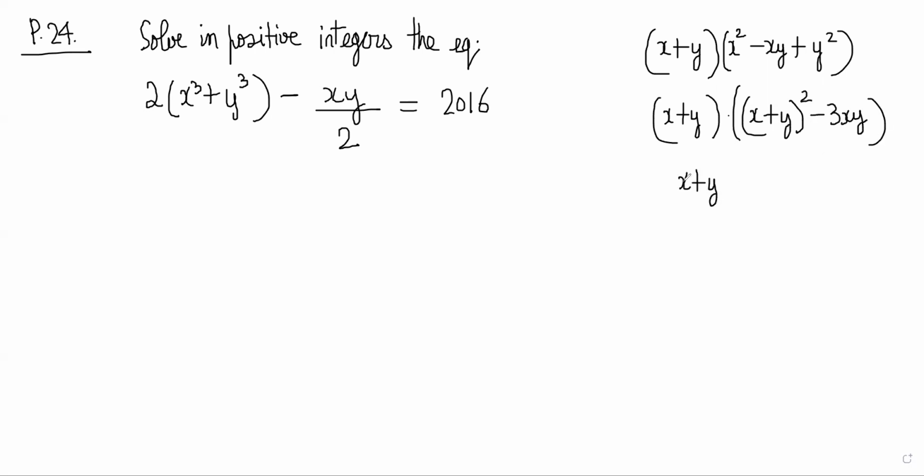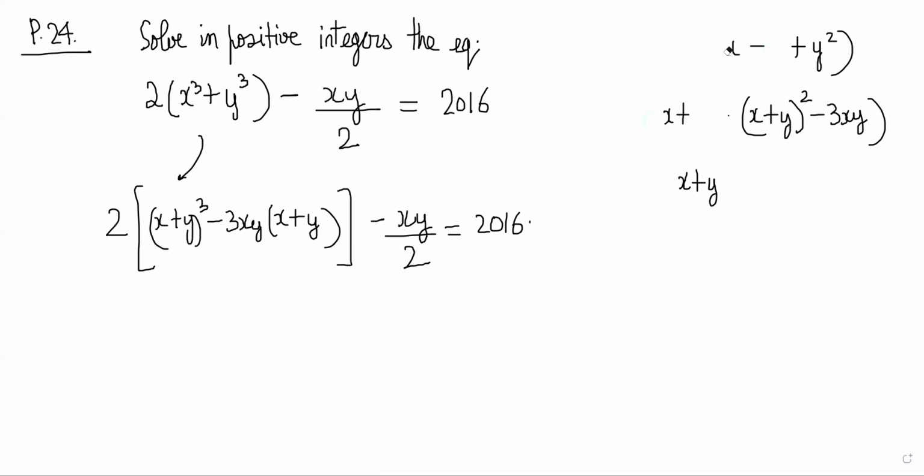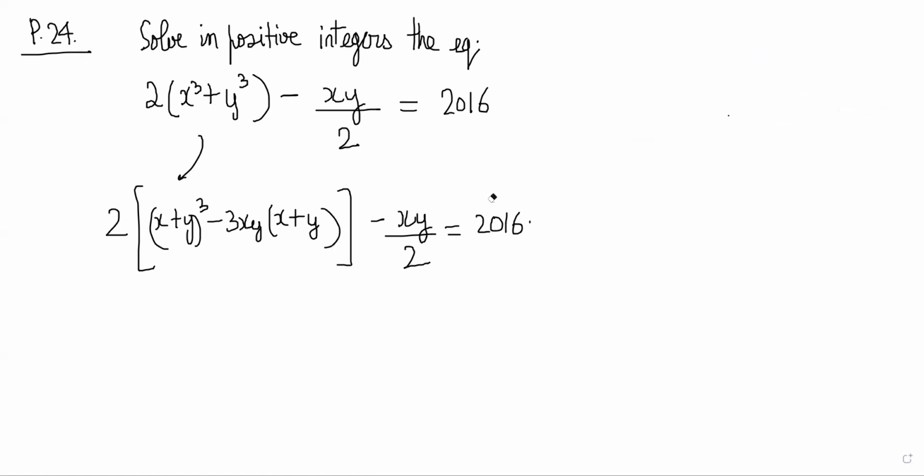You didn't have to do all this. You can directly write this as (x plus y) whole cube minus 3xy(x plus y). Yes, we can do this. And twice of this minus xy by 2 is equal to 2016. Now, it will be easier to solve the question if you just assume x plus y to be one variable and xy to be another variable. Yes, sir, I'm doing this. So we will take x plus y as a and xy as b.